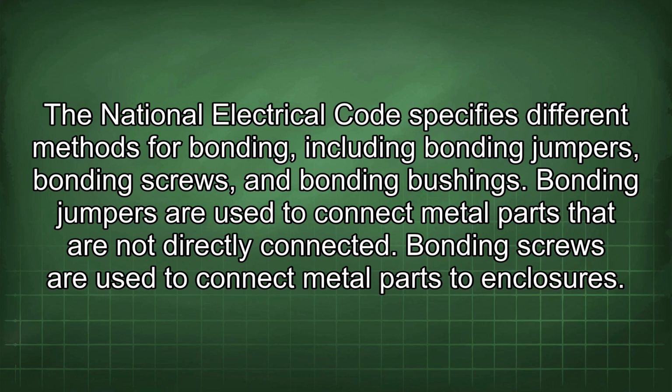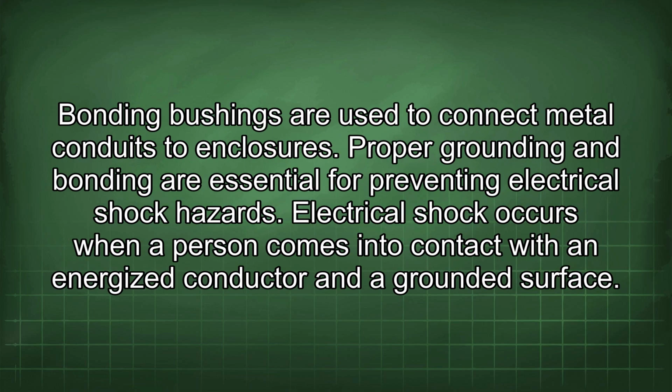The National Electrical Code specifies different methods for bonding, including bonding jumpers, bonding screws, and bonding bushings. Bonding jumpers are used to connect metal parts that are not directly connected. Bonding screws are used to connect metal parts to enclosures. Bonding bushings are used to connect metal conduits to enclosures.